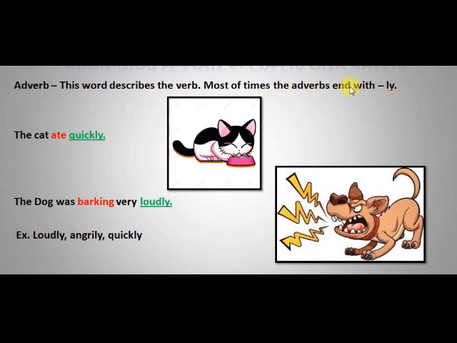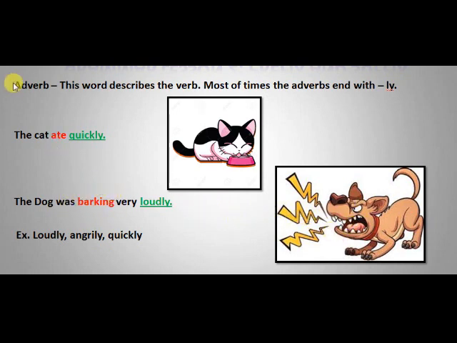Most of the times the adverbs end with ly, okay? So this is a suffix, ly. This particular word shows in what way the action is done. For example, the cat ate quickly. So how is the cat eating? It is eating quickly. The next is, the dog was barking very loudly. So how was the dog barking? Very loudly.